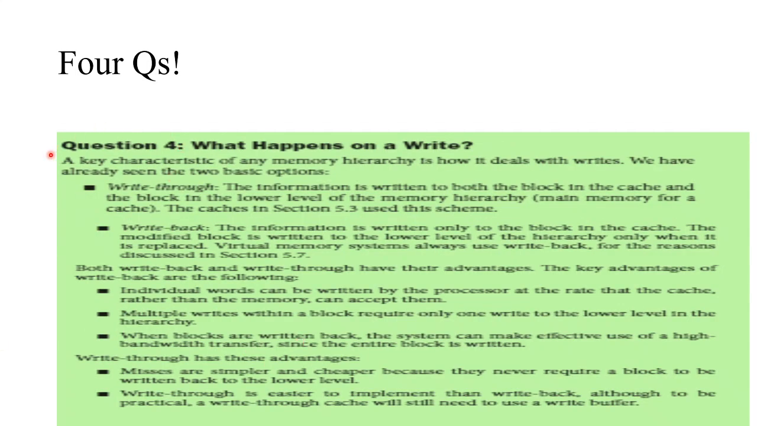And question number 4, what happens on a write? We have discussed what happens on write through and write back. The drawback of write through is met with the help of the write buffer. But using the write buffer too, there will be some disadvantages, hence we need to increase the depth of the buffer for writing. In order to overcome that, we go for the write back scheme. These things we have discussed in the previous lecture.